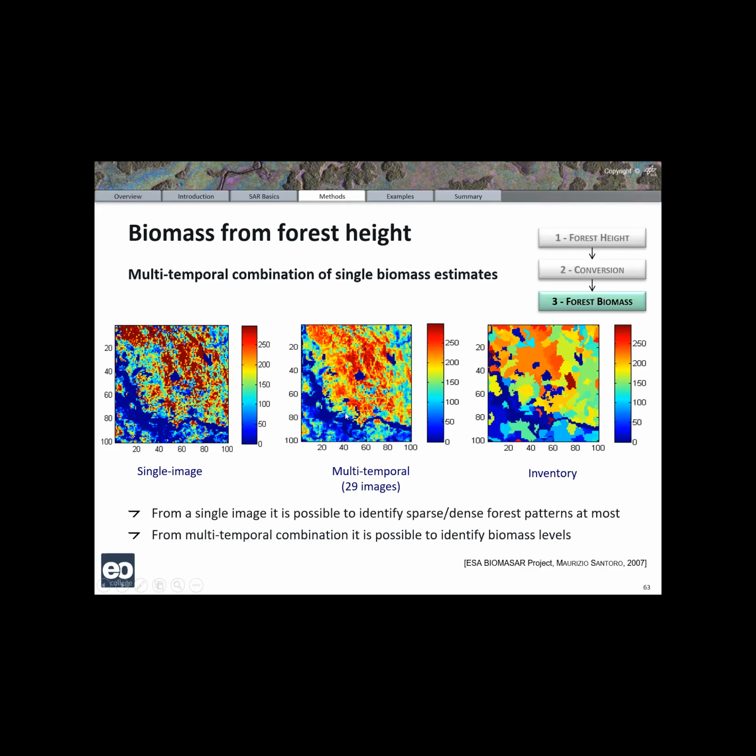Here it's just one regression you do to an inventory term, the growing stock volume. And here's the comparison of the inventory map, of course based on in situ and then extrapolated from in situ measurements, and the resulting biomass map from 92, in that case, ENVISAT ASAR images. It doesn't look too bad. And it's, of course, much more effortless.